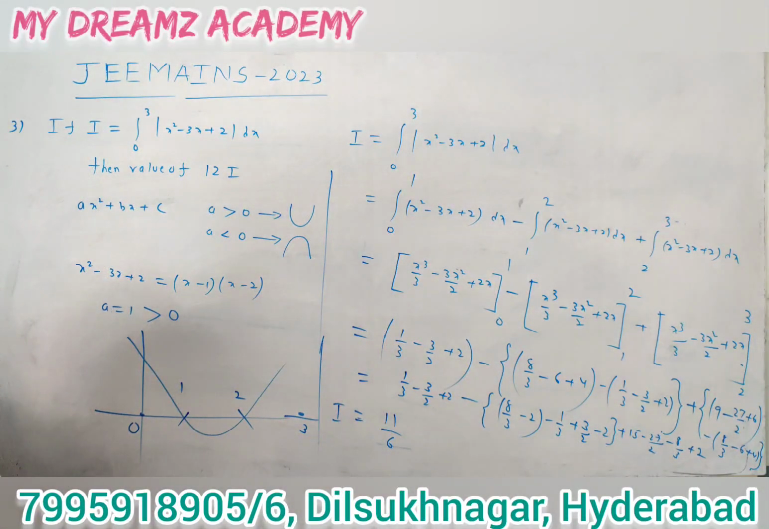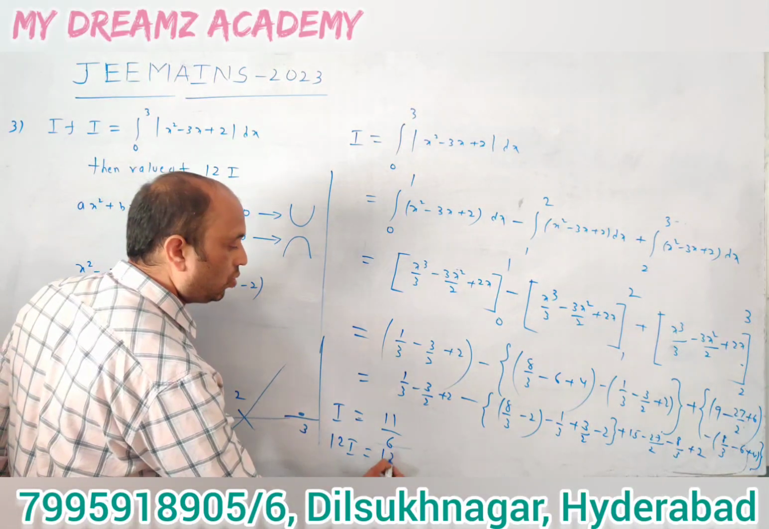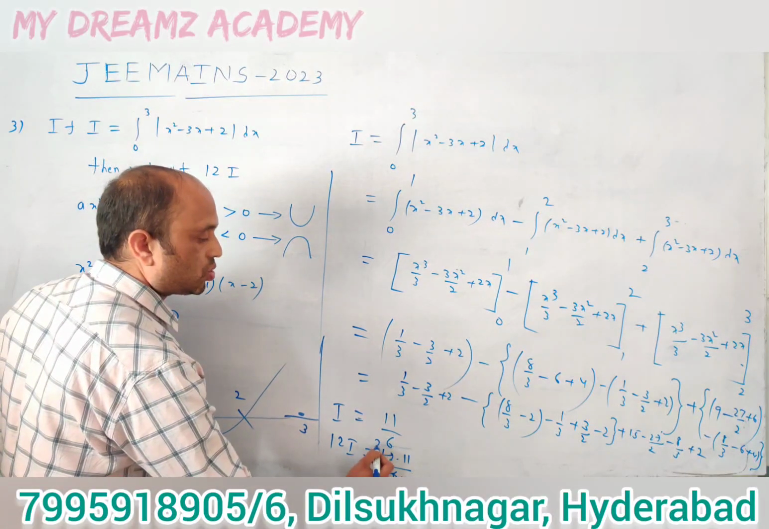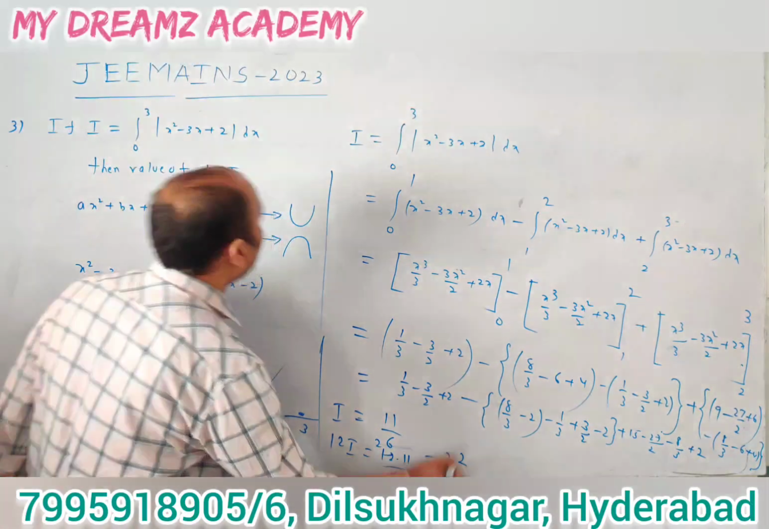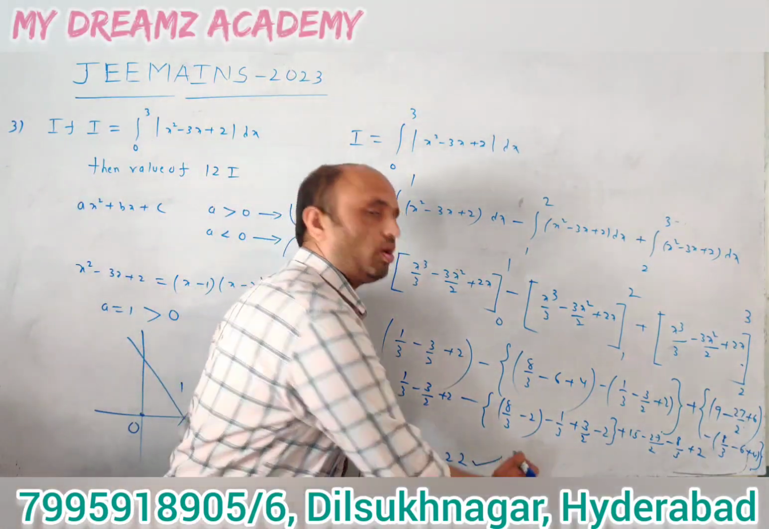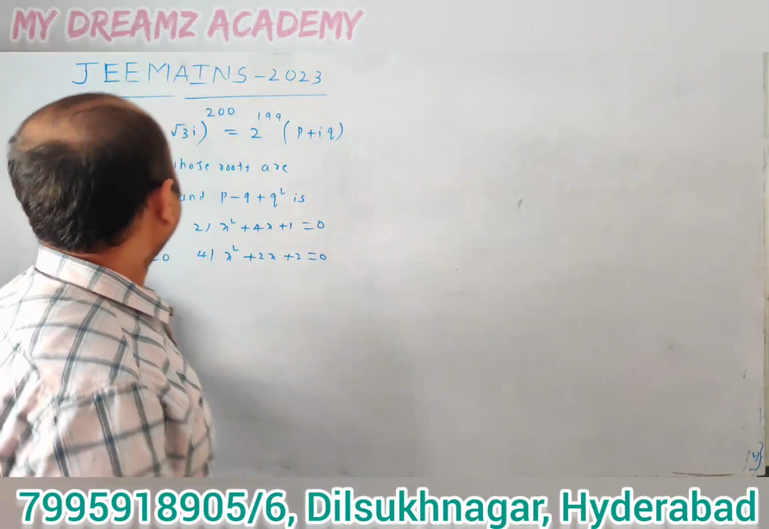So here we want to find 12I. 12I is equal to 12 into 11 by 6, that is, 6 2s are 12, so it equals 22. This is our required option, so 22 is our correct option. So this is the next question from complex numbers.